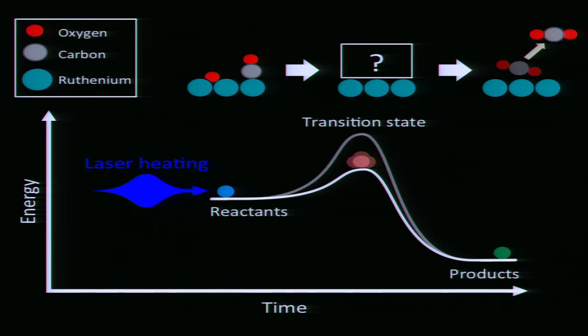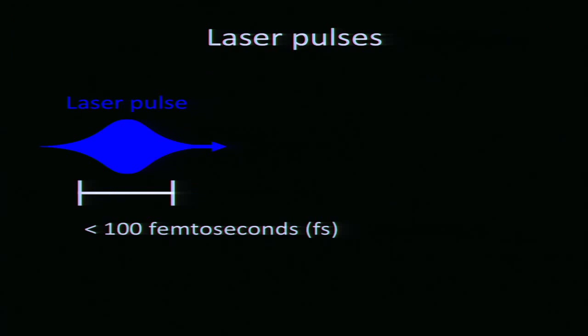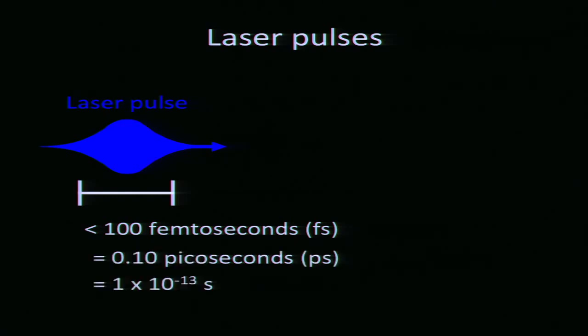The way to do that is to use a laser. And so on a ruthenium catalyst, we have the sample cold, so nothing happens, and we heat it with a laser. And this gets the reaction going and pushes everything all at once. Now the laser is nice because it's fast. We use laser pulses that are less than 100 femtoseconds. What does that mean? Well, 100 femtoseconds is 0.1 picoseconds, or it's 1 times 10 to the minus 13 seconds. So it's a very, very small number.